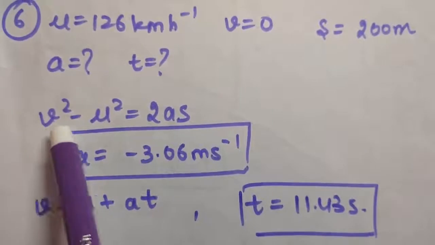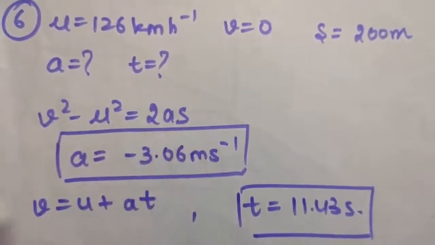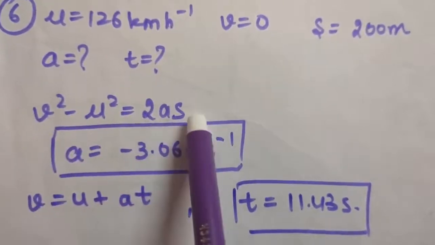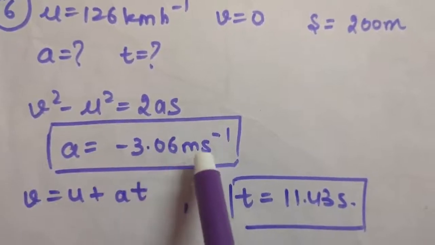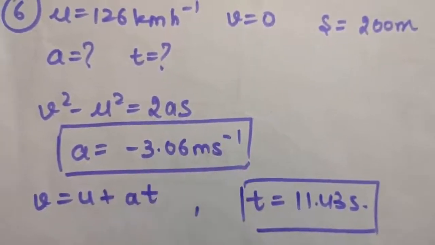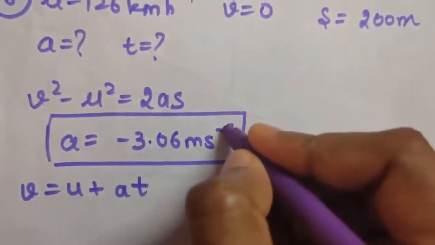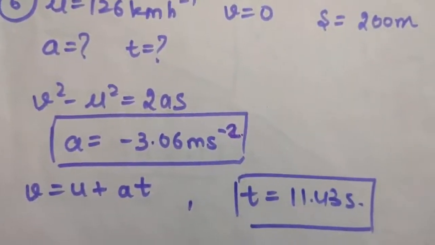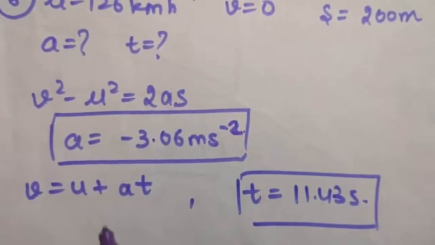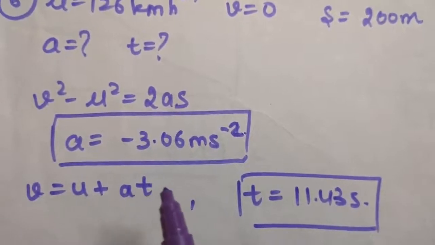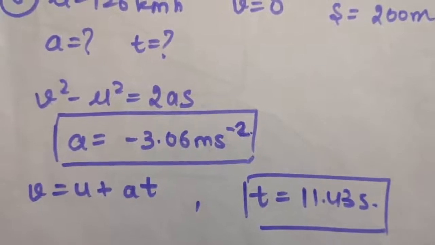So you can just easily use the equation v square minus u square is equals to 2as. V, U and S are given in question. So from here you will get acceleration to be minus 3.06 meter per second square. Sorry, this will be per second square. Okay, and minus sign here shows that this is a retardation. Okay, to calculate time you can use the equation v is equals to u plus at. From here you will get time to be 11.43 seconds.